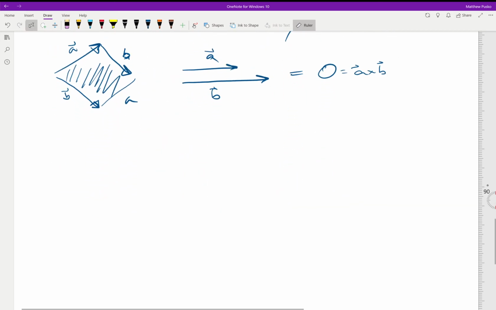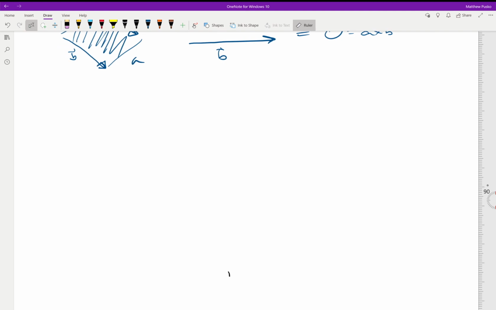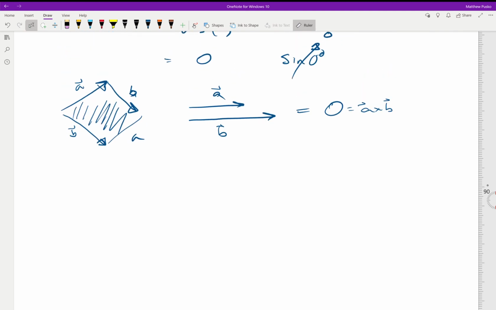A couple quick notes. What I just said we can put in word form. I can say I crossed into I is equal to 0. If it's in the same direction and I cross them, I get 0 back. I can also say J crossed into J is 0, and K crossed into K is 0.